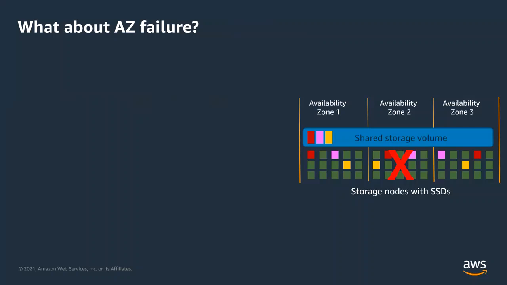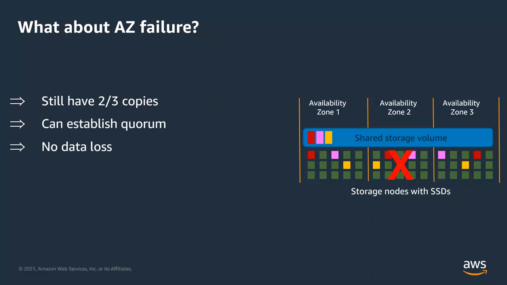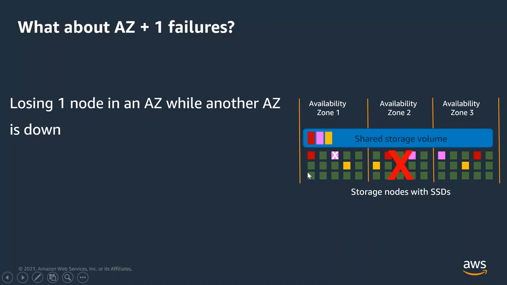But in that 2 out of 3 quorum technique, what happens if an availability zone goes down? The whole AZ is down. There are still 2 copies up, one in each of the availability zones. The database can establish quorum. There's no data loss.